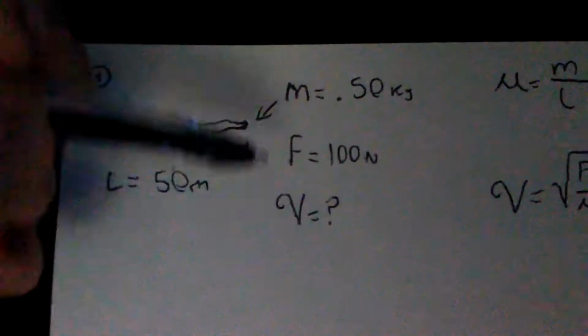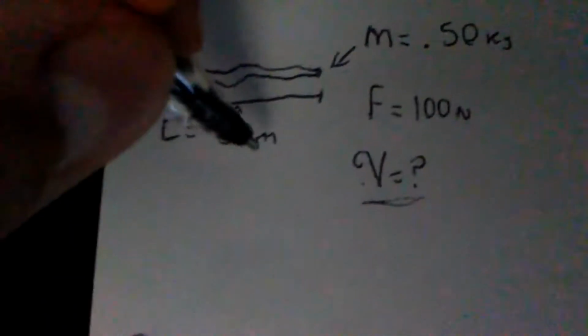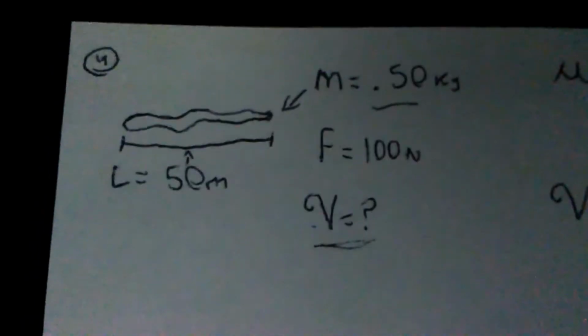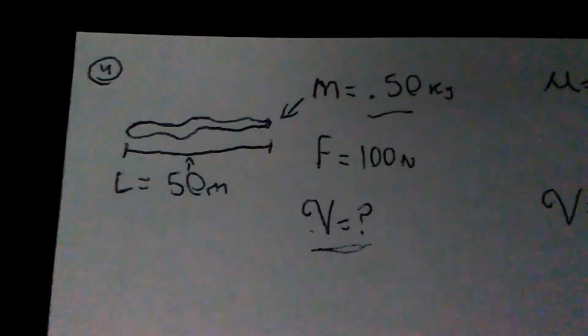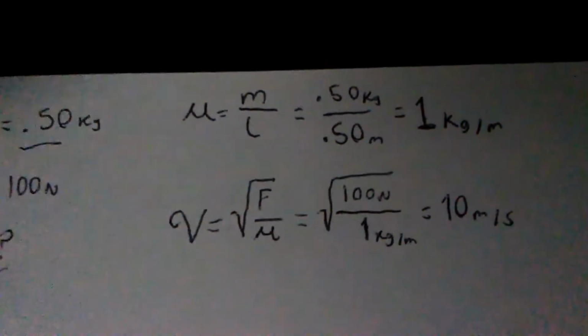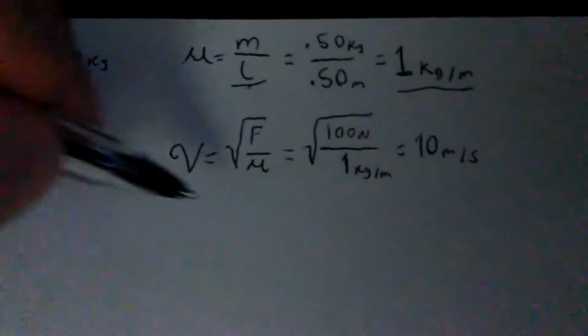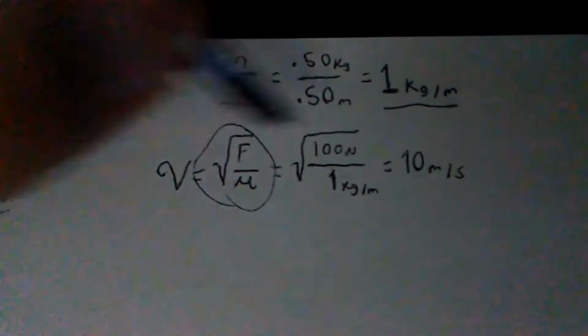For the fourth exercise, it is asking you to find the speed of a transversal wave along a wire with a mass of 0.5 kilograms and 0.5 meters long and a subjected tension of 100 newtons. First, we have to get the string linear density using this formula, giving us a linear density of 1 kilogram over meter. And with that, alongside the force, we can use this formula to get the velocity of the wave, which is 10 meters per second.